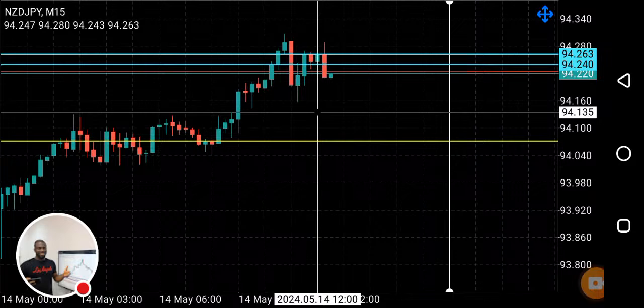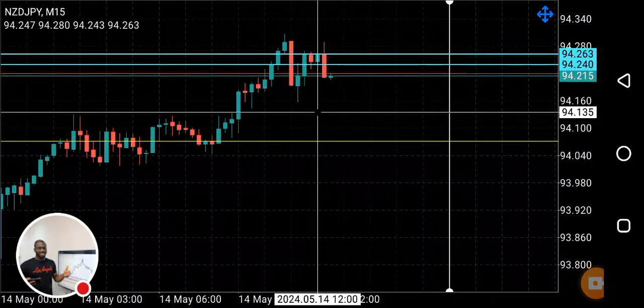Apply good risk and money management, and you will stay long in this game. Don't try to flip your account. You will blow that account. Do that only if you're willing to blow your trading account.